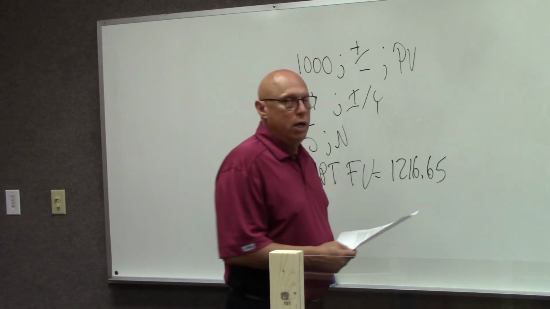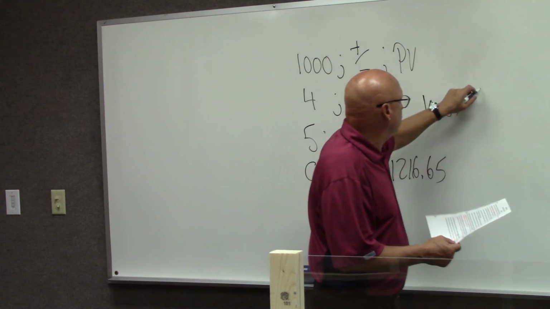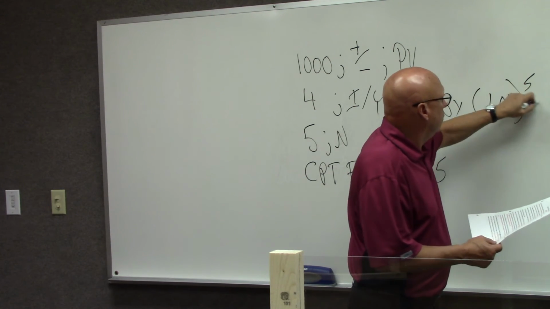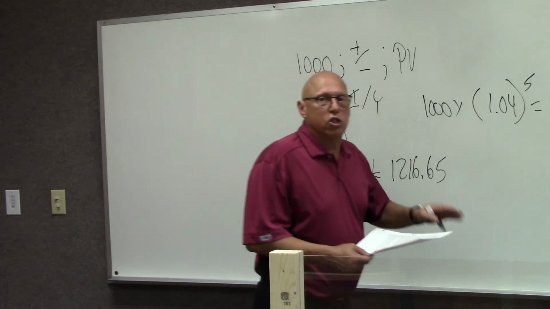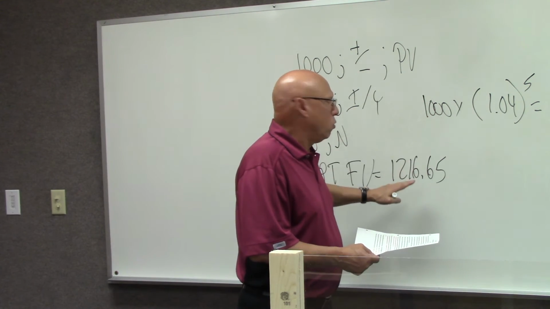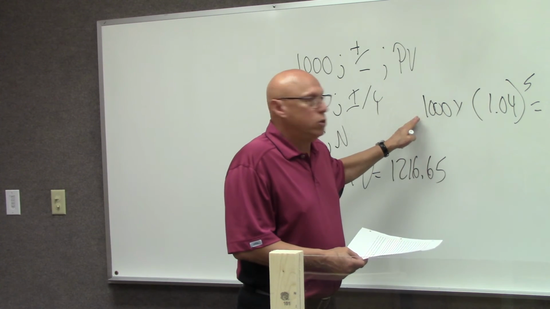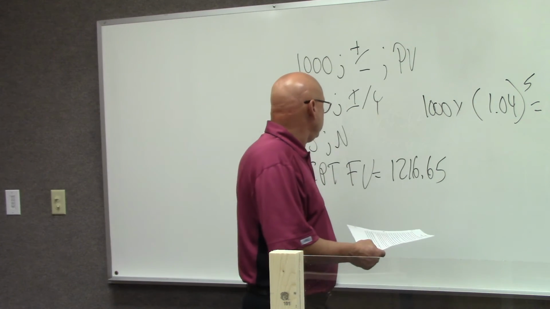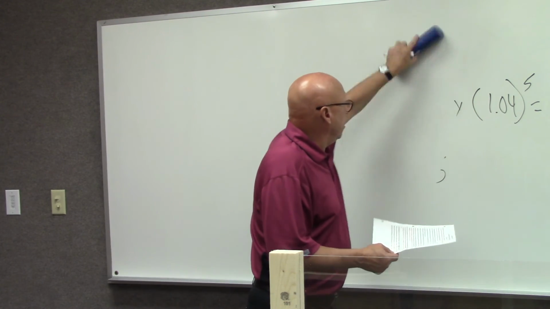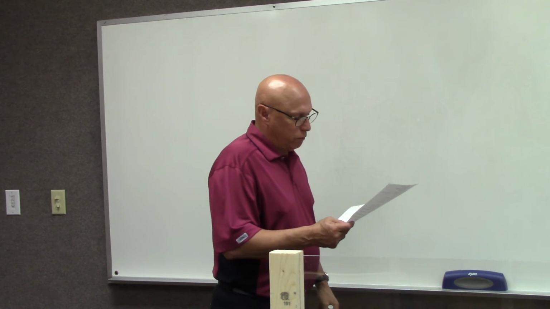And you get 1216.65. Now this is the same as saying 1,000 times 1.04 raised to the 5th. You get the same answer. So you can solve these simple problems using the formula or the financial keys. I don't care which way you do it, whichever you feel most comfortable, as long as you get the right answer. All right, let's do another one. $1,200 invested at 5% for 8 years.